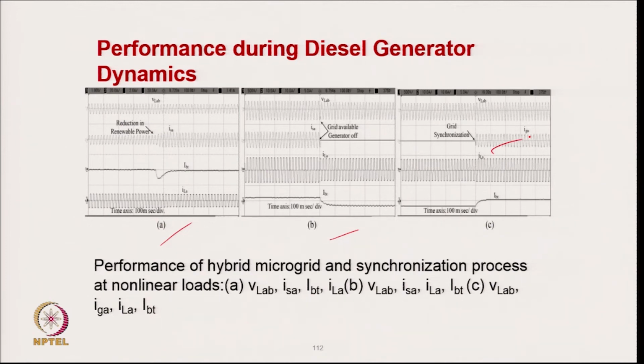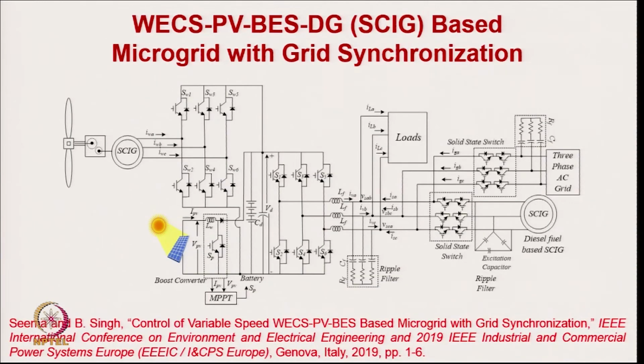So, the generator you operate for the minimum time. And this is another configuration, where we are using a squirrel cage generator with variable speed for wind generation, and we have solar generation with the battery here. We have a load, of course a DG set with a squirrel cage generator, and we have a 3-phase grid.